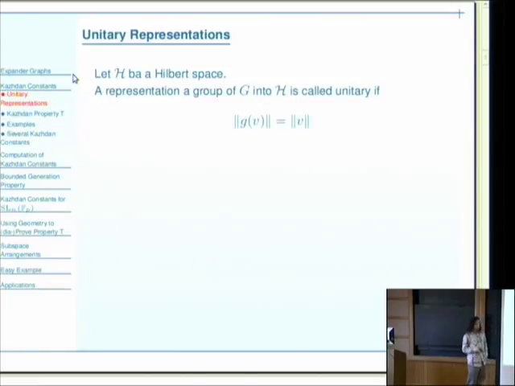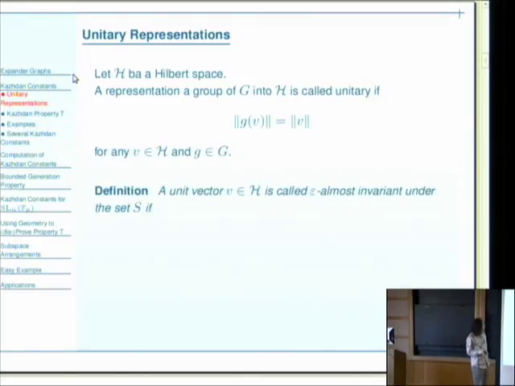Okay, so first let's talk a little bit about representation theory. For me, all the representations are going to be unitary, which means that I'm going to have a Hilbert space, and the group is going to act by preserving the norm, or the distance, or the dot product, or any of these conditions. So what is important for me is the existence of almost invariant vectors.